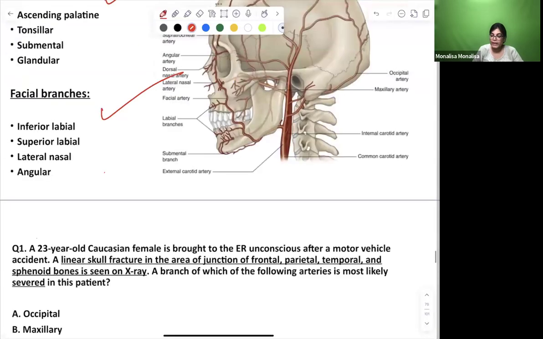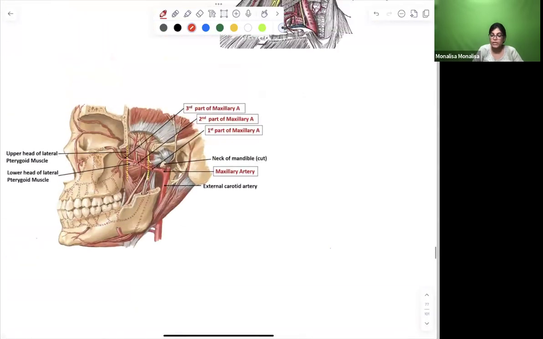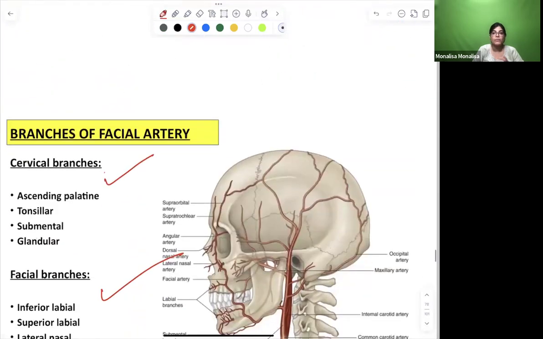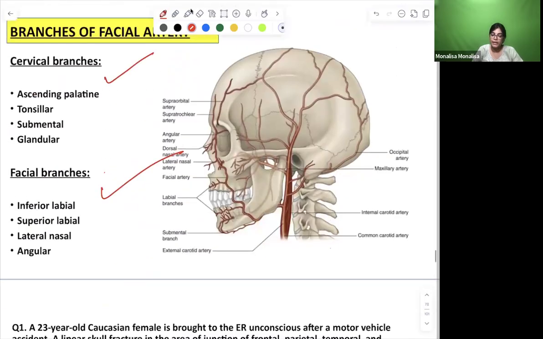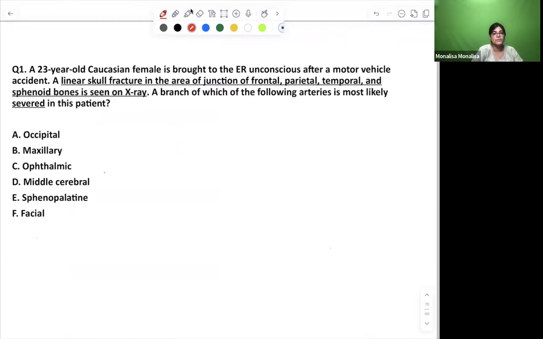Now, actually, I want you to solve one MCQ. If you remember the class on arteries, I told you the middle meningeal artery is injured if there is injury directly on the lateral aspect of the skull, which leads to bleeding from the middle meningeal artery. So here, can anybody solve this MCQ?